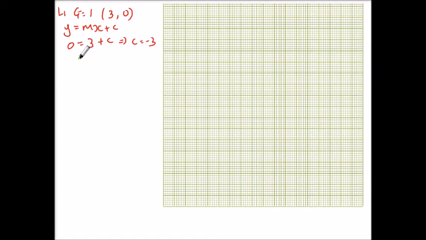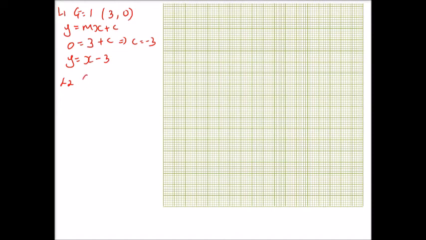So we have our equation: y is equal to the gradient 1 times x. Let's correct that. You have y equals x minus 3. That is the equation of that line. And since we know where the line passes, we can get another point. And then we have line 2.